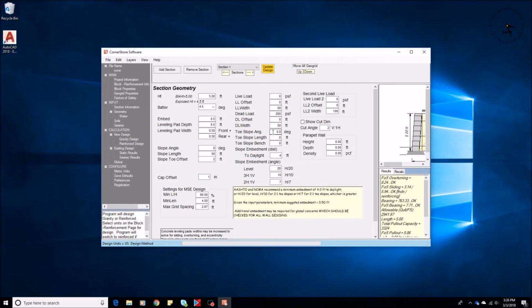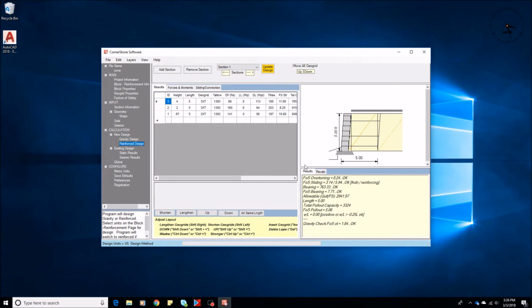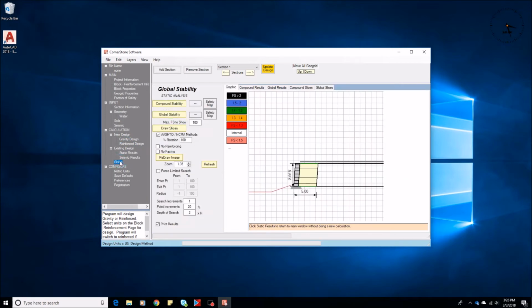We'll leave that. If we go to toe slope, we can say we have a 2-to-1 toe slope that's 5 feet long and 0 bench width. Slide this back over. Do reinforced design. There's our toe slope. By global, I can see the bigger picture. There's what we look at.